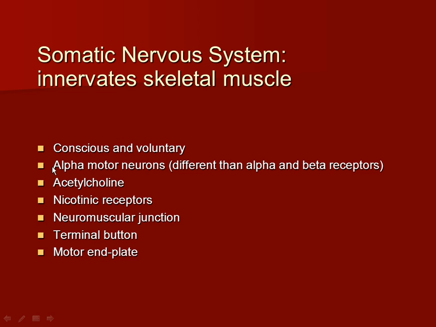Okay, so somatic, you need to remember it's conscious and voluntary. The neurons are called alpha motor neurons. Are they afferents or efferents? They're efferents. Motor gives it away. What are they going to do to your body? Move it, right? Like a motor moves your car. This is not the same as an alpha or beta receptor. This is called an alpha motor neuron.